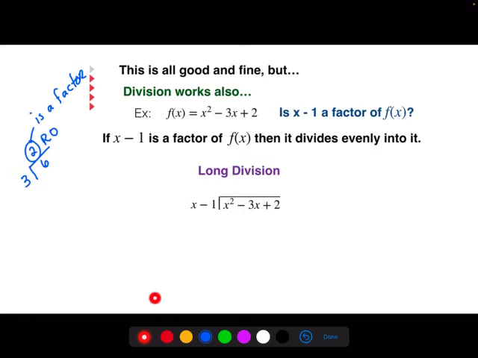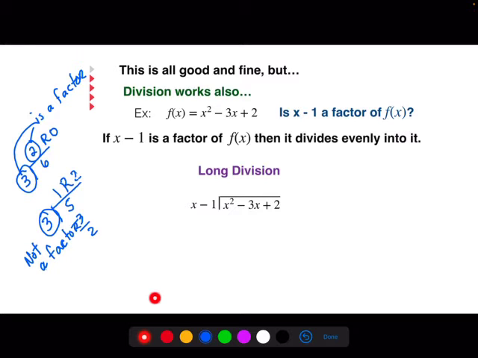If I take 3 and divide it into 5, it goes in there one time with the remainder of 2. And therefore, 3 is not a factor of 5. So for it to be a factor, it has to divide into it evenly.